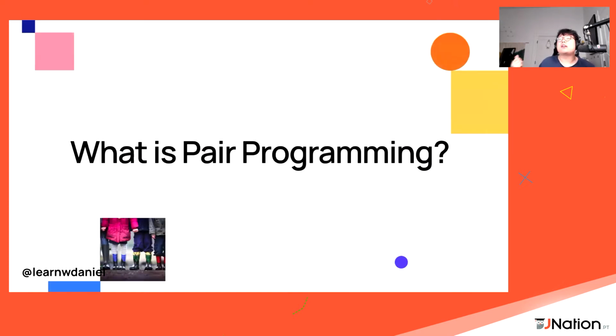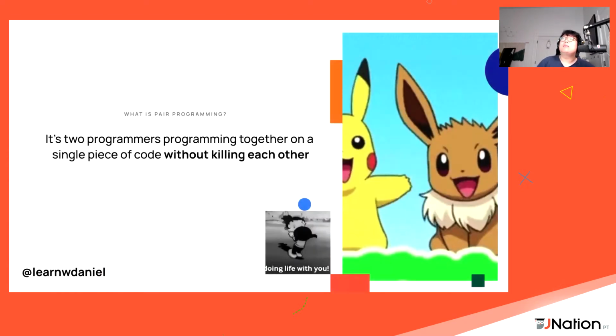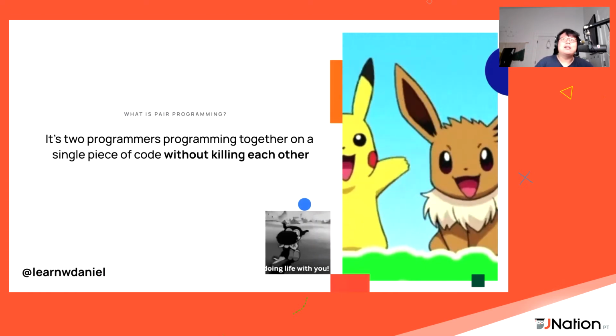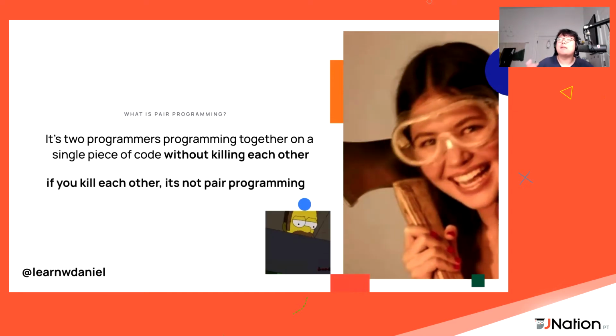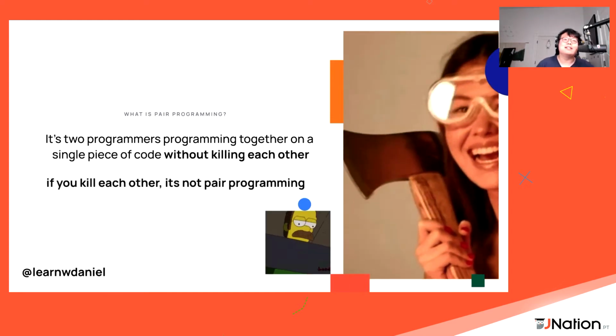Before we get started on what kindergarten specifically can teach us about pair programming, I want to get into what pair programming is in general. Pair programming is just when two programmers program together on a single piece of code without killing each other. And again, if you kill each other, it is not pair programming. You must not kill each other.